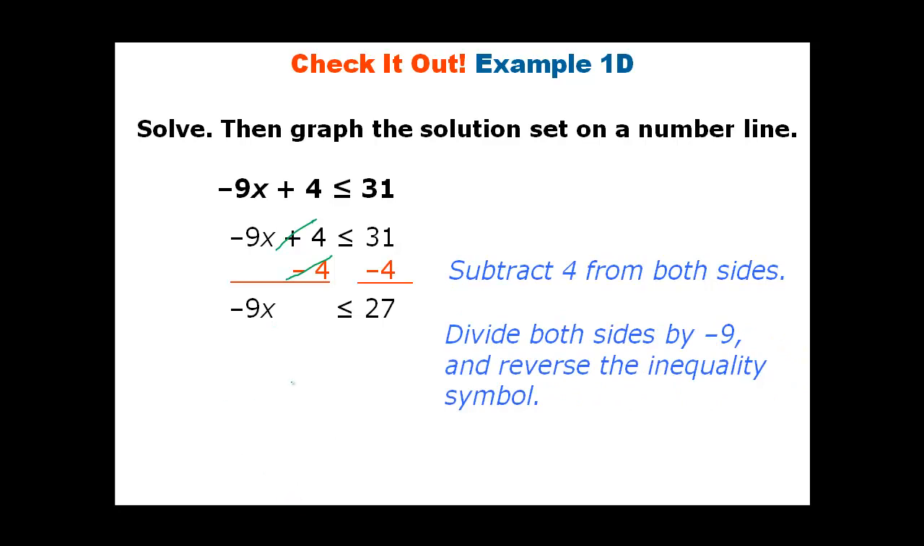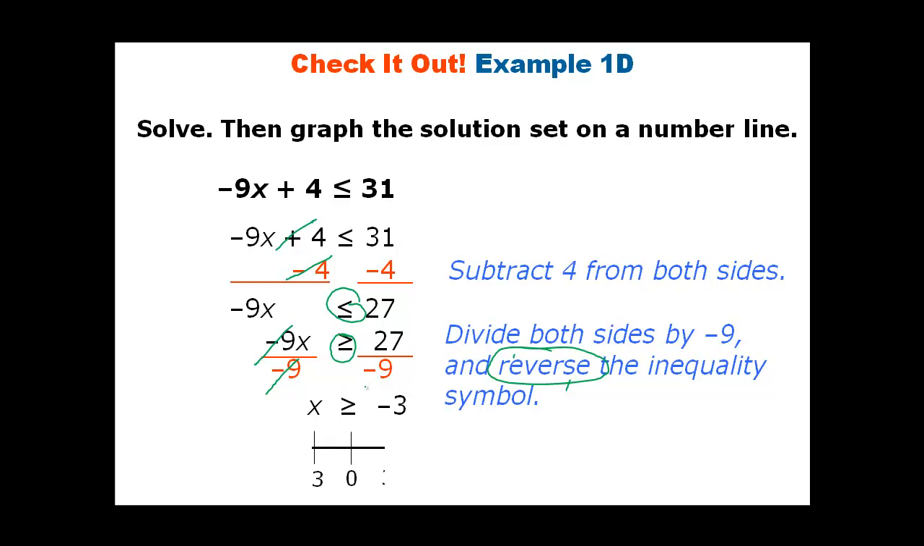When we divide by a negative, what will we do? We will reverse the inequality symbol. It will be negative 9 divided by negative 9, and this one from smaller will be bigger than or equals to 27 divided by negative 9. So negative 9 will go out with negative 9, remaining is x, and 27 divided by negative 9 will be negative 3. Let's draw a number line.